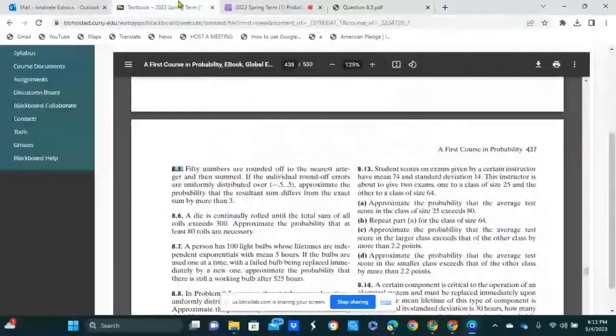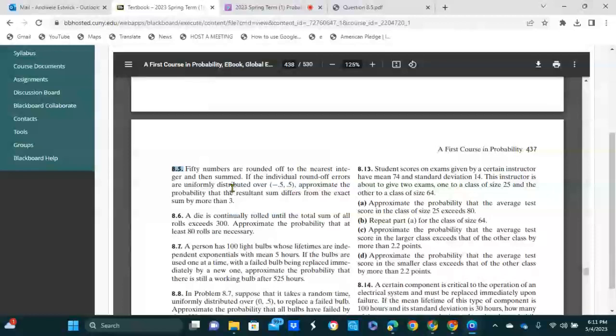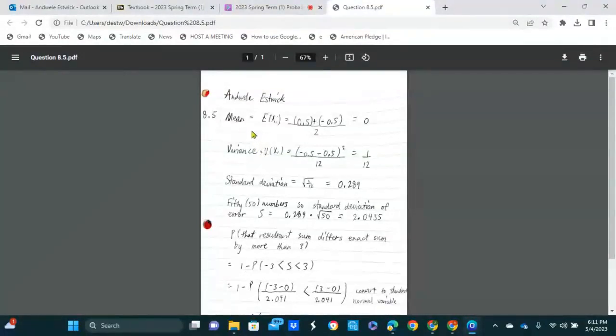I'm doing 8.5. It says 50 numbers are rounded off to the nearest integer and then summed. If the individual round-off errors are uniformly distributed over minus 0.5 and 0.5, approximate the probability that the resultant sum differs from the exact sum by more than 3. So the mean, our expected value, would be 0.5 plus minus 0.5 divided by 2, which is 0. And the variance is 0.5 minus minus 0.5 squared over 12, which is 1/12. And the standard deviation is the square root of the variance, which is 0.289.